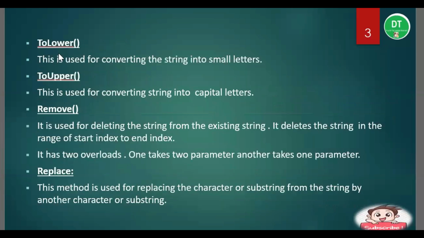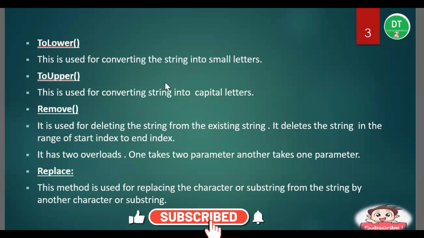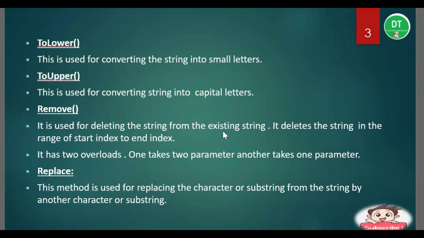The other methods are ToLower, ToUpper and Remove. First I will discuss ToLower. This is used for converting the string into small letters. ToUpper is used for converting the string into capital letters. Suppose I have one string, Smile, in small letters, it converts into capital letters. Remove is used for deleting part of the string from the existing string.